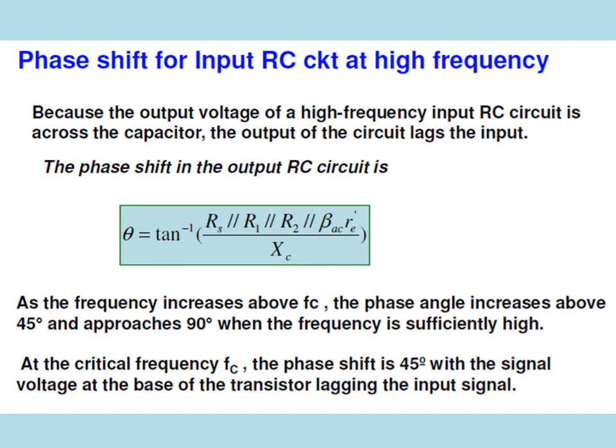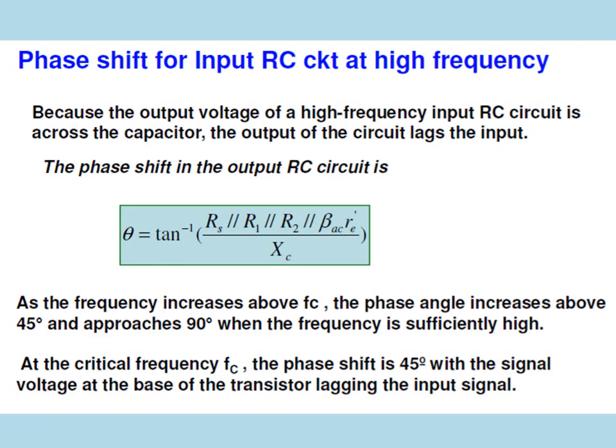And then we come to the phase shift of the input RC circuit. The phase shift is offered due to the high frequency inputs given to the common emitter configuration. So the phase shift will be theta equal to tan inverse of B by A. In that form, it will be tan inverse of Rs parallel R1 parallel R2 parallel beta AC Re dash by XC. So this gives the phase shift in the input RC circuit.